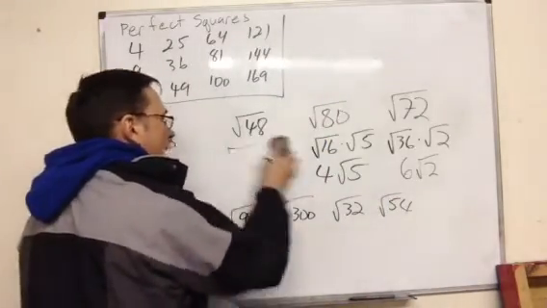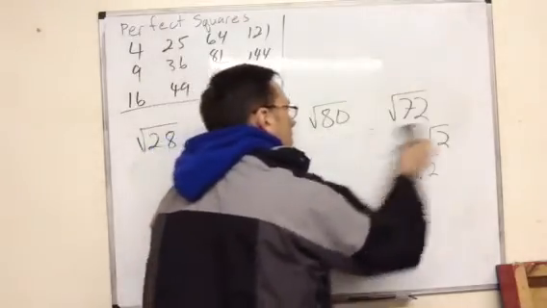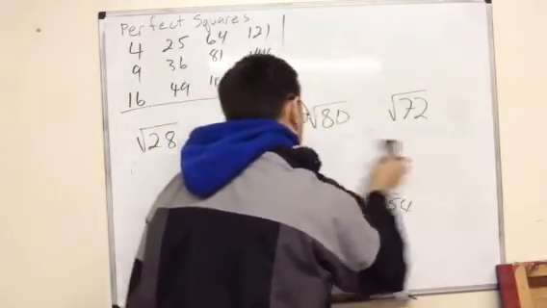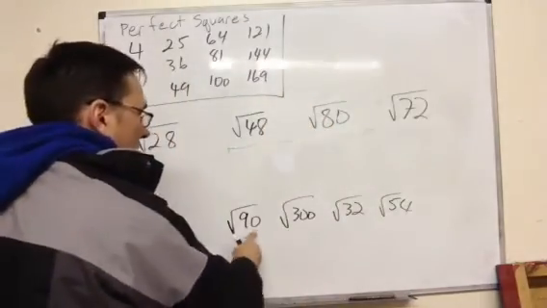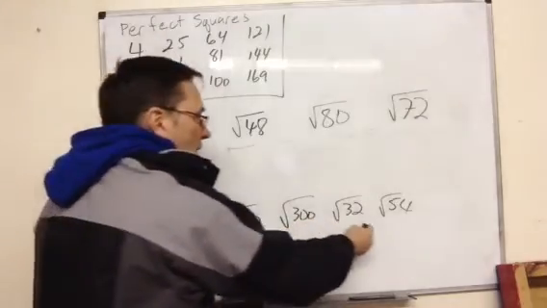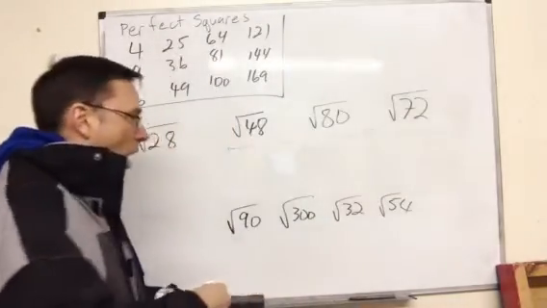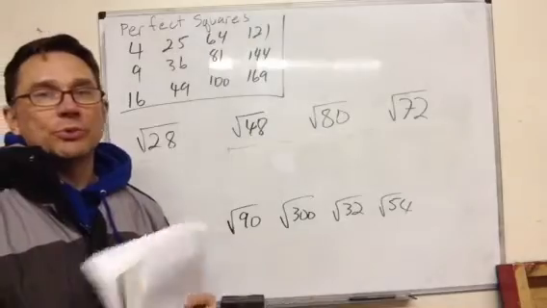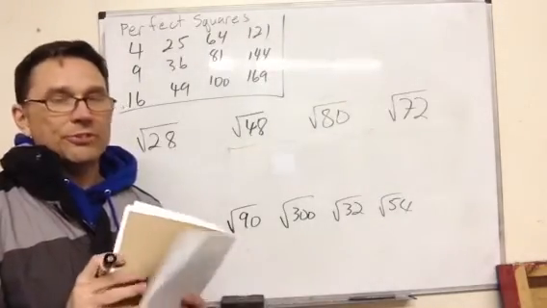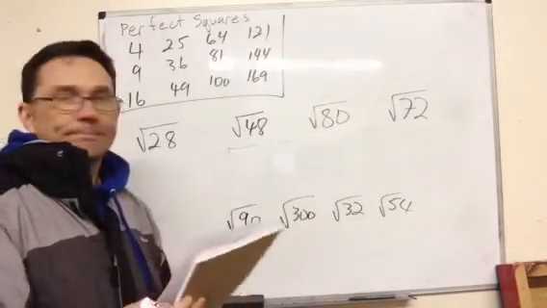So these numbers at the bottom, these must be completed. This is your practice. Square root of 90, square root of 300, square root of 32, square root of 54. All of them can be reduced. Just no tricks. See you next time.